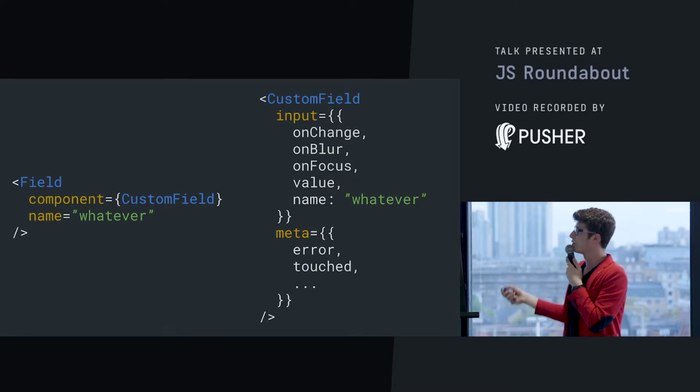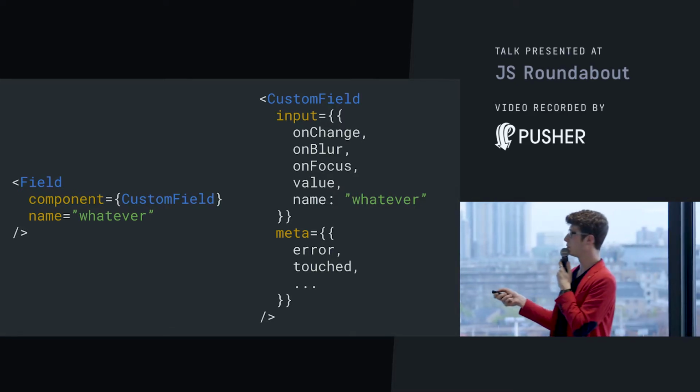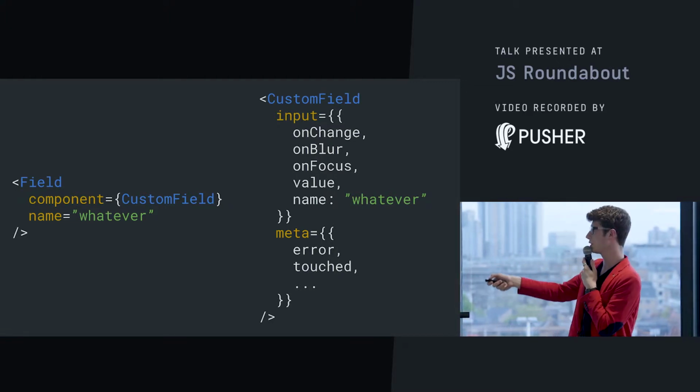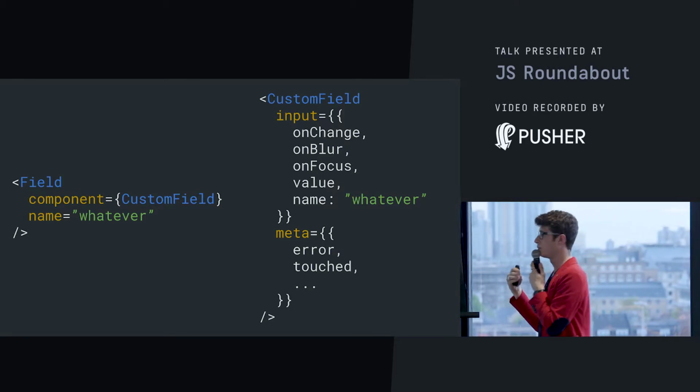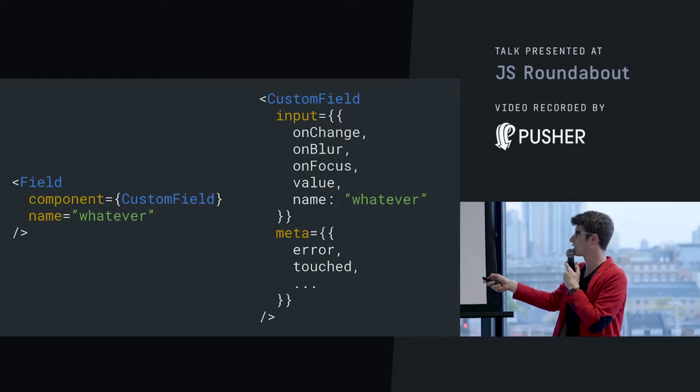And in meta, you have a bit more information about the state of your field. It gives you, is your field currently in error? Like if you have some validation on it. Has your field been touched? Has it been visited? Is it dirty? A lot of information of this kind, very useful.